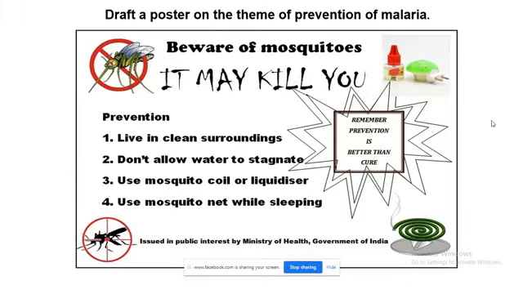I'm not going to read it. You may see it. Poster on malaria. Even if you can't draw such a fancy mosquito, a very simple one may do. But yes, you can do it. Right? So beware of mosquitoes, it may kill you. Prevention, what to do, issued by with some design.